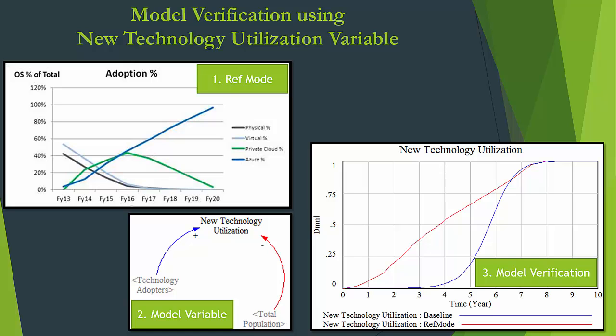So to verify our model, the first thing we did is we looked at our reference mode. The blue line is actually the Azure cloud adoption that I was referring to earlier. Within our model, we had a variable for new technology utilization, which, like I said before, is just technology adopters divided by the total population.